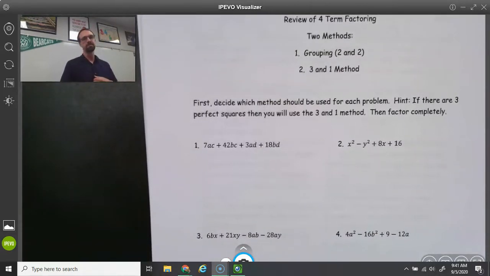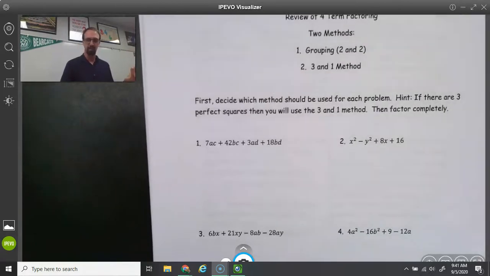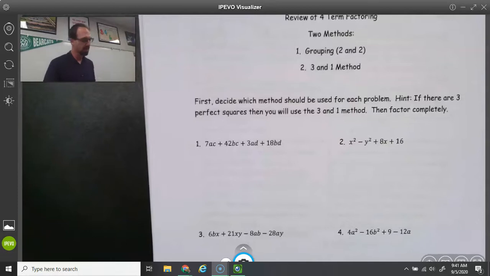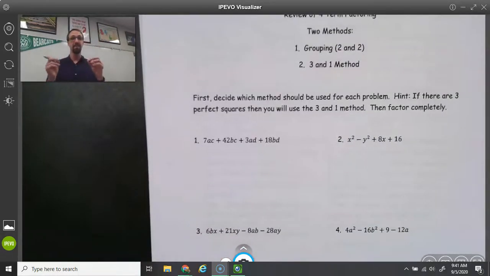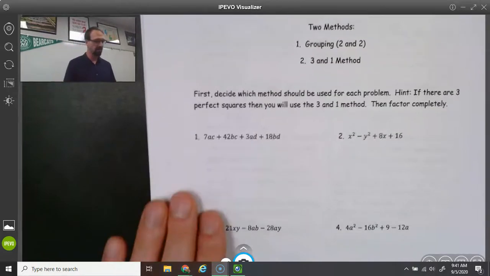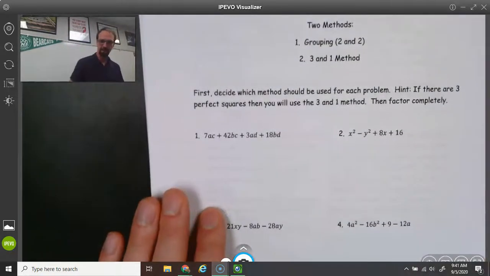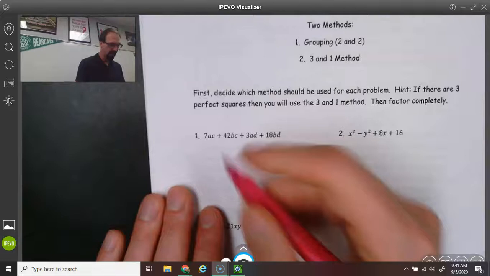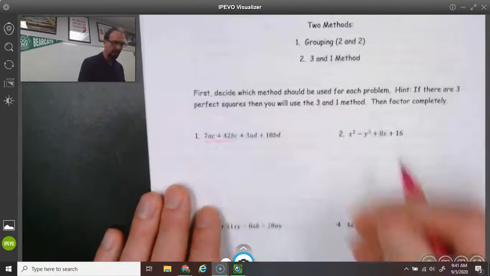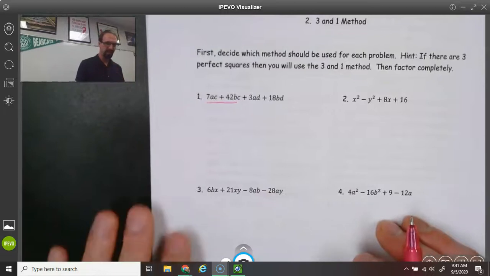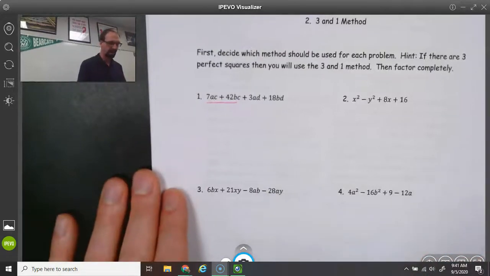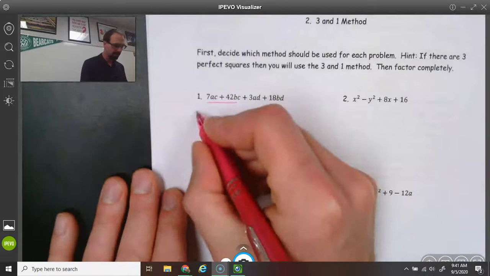So check perfect squares first. If you're confused on if it's going to be a grouping or a perfect squares, check to see if it's perfect squares first. No perfect squares. So I'm going to go ahead and group. It looks like that might be able to group as is without having to rearrange anything. So I'm just going to see, all right, what are my greatest common factors that I can take out of a 7AC and a 42BC. I can pull a C out. I can also pull a 7 out as well.